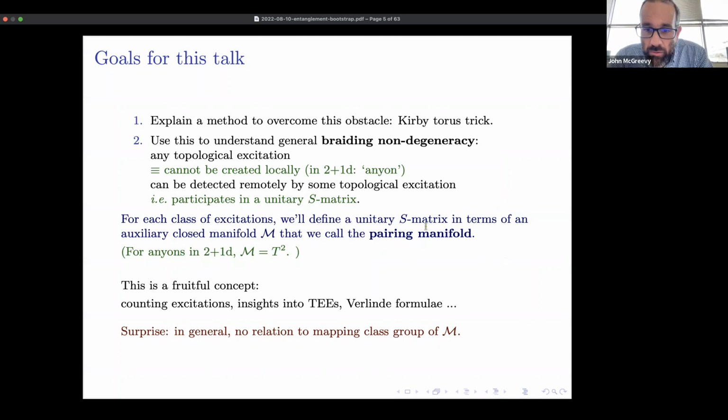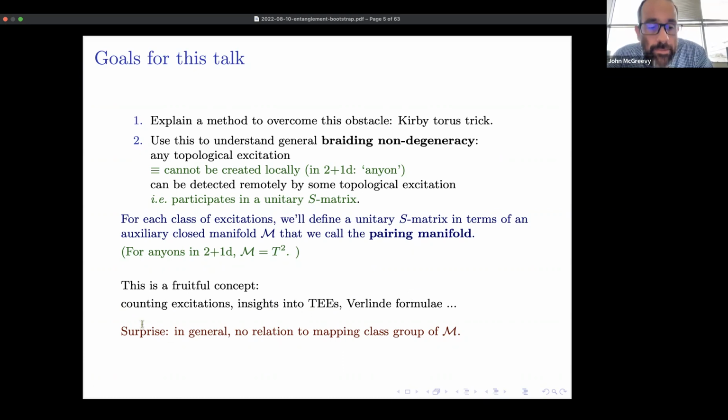So this definition is sort of the star of the show, which in the case of bulk anyons in 2+1 dimensions is just the 2-torus, as perhaps you might expect. And this turns out to be a pretty fruitful concept in many ways, actually surprisingly fruitful to me. For example, it can be used to count excitations of various kinds. It gives some more insight into the structure of topological entanglement entropy; in particular, in above 2 space dimensions, there's more than one notion of topological entanglement entropy. And this gives us some insight into relations between them. And it leads very directly to the Verlinde formula, as I'll explain a little bit.